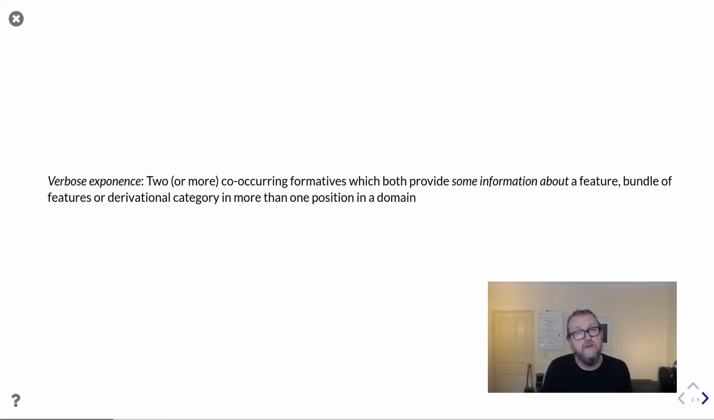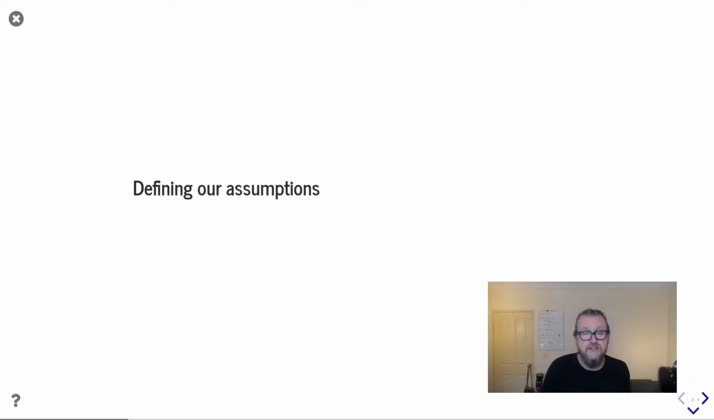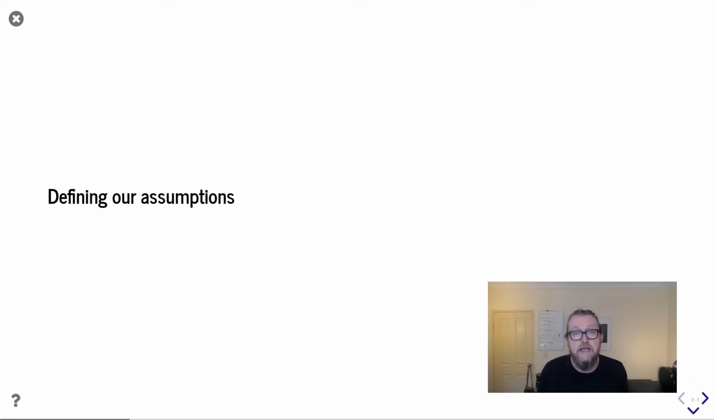So this is based on, obviously, the multiple exponents definition. But here we've got two formatives which provide some information about a feature. So that's the really crucial thing here, right? This becomes our slightly more updated base than when we started, but one which we still haven't formalized yet. In order to formalize this, we need to go through and work out what all of our assumptions are, right? We need to define our assumptions. And this is really a crucial part of formalization. And we need to formalize before we can do any sort of automation.